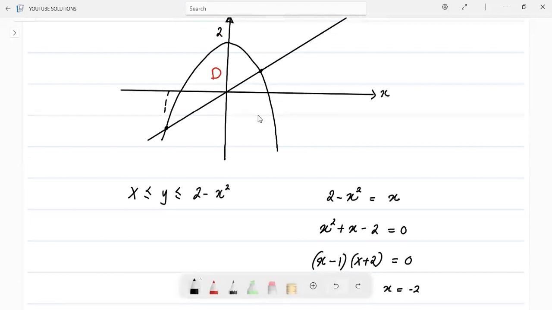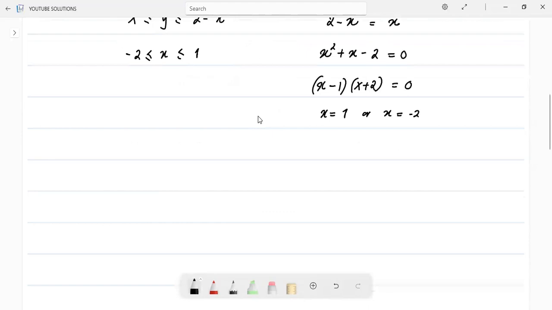Okay, so this is at negative 2, and then this happens at positive 1. Okay, so those will be our limits for x. So x from negative 2 as the lowest value to 1. So now having done that, we can set up our integral.